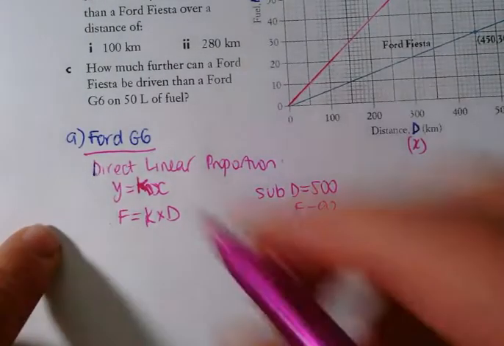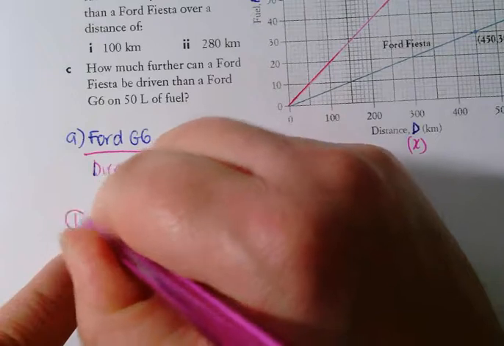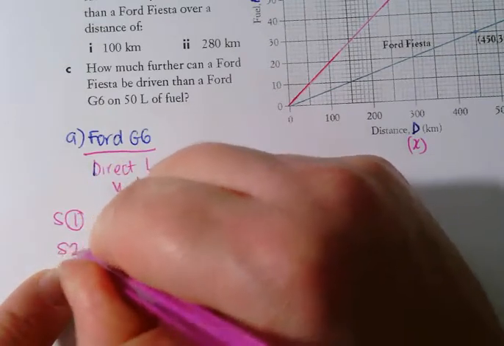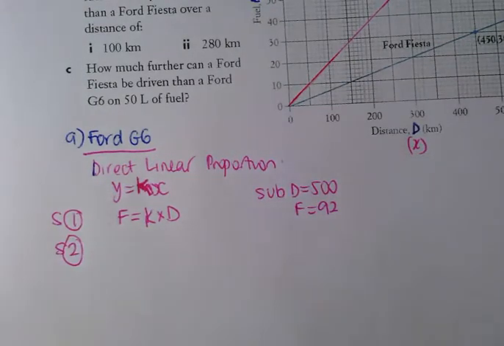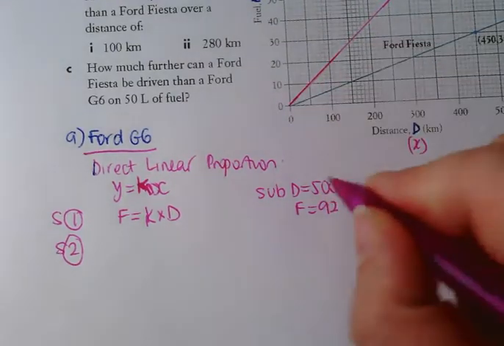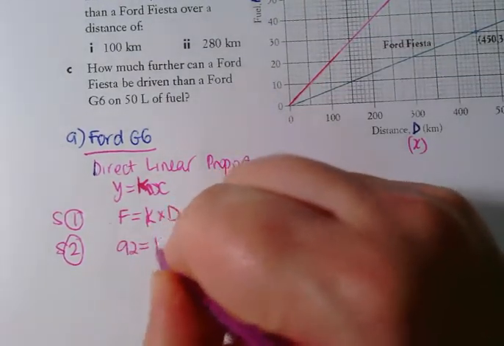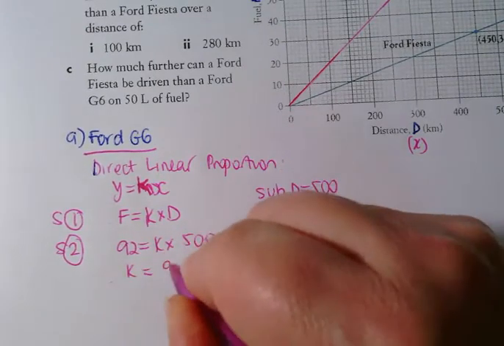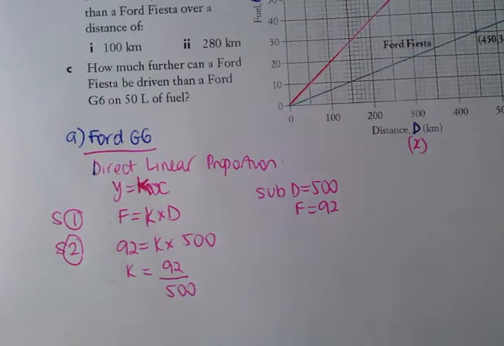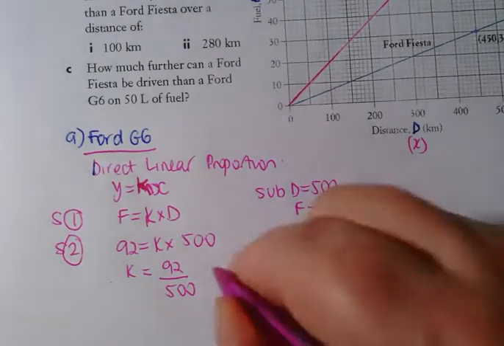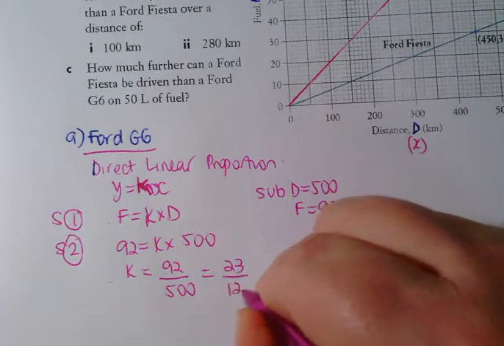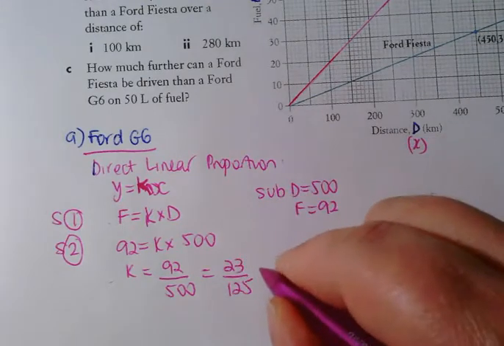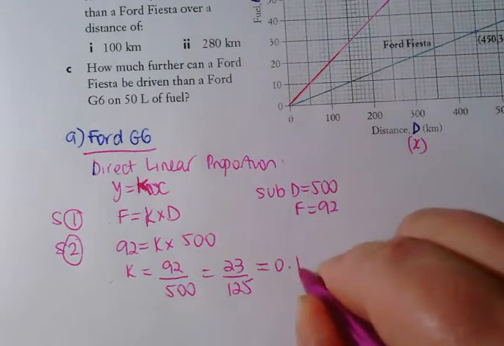So remember, step one is to write the equation. Step two is to find K by substituting your D and F value. So F is 92 equals K times 500, which means that K will be 92 divided by 500. You can just get a nice simplified fraction on your calculator, and we get 23 over 125. Okay, or as a decimal, it is 0.184.